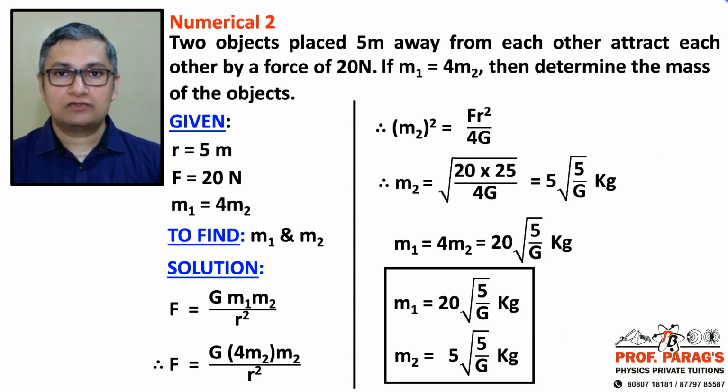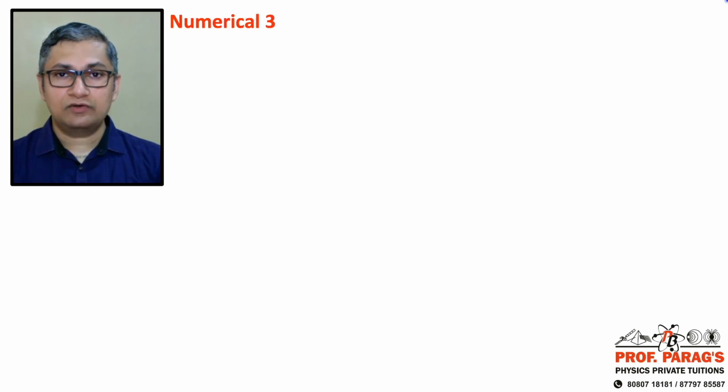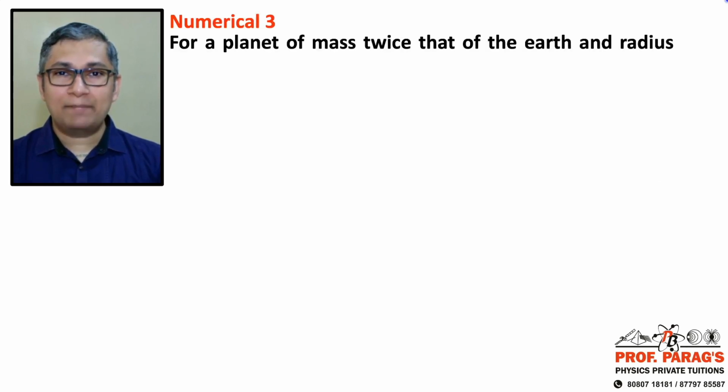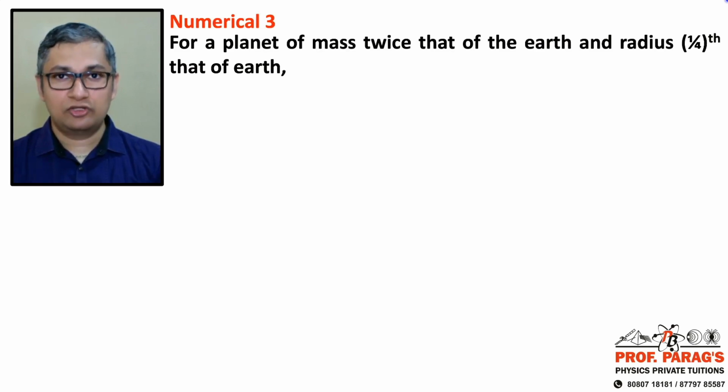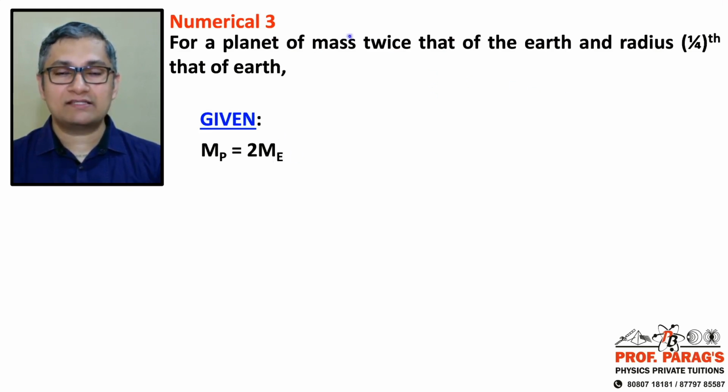So the next one, third numerical for today. For a planet of mass twice that of Earth and radius 1/4 that of Earth. So two things are given to us here. Mass of the planet MP is twice that of Earth. I am converting this statement to an equation. Mass is 2 times that of Earth, and radius of the planet is 1/4, so RE by 4. So RP is RE by 4.